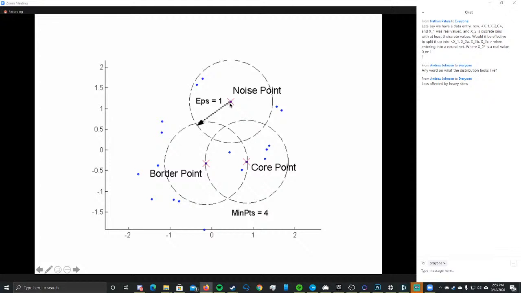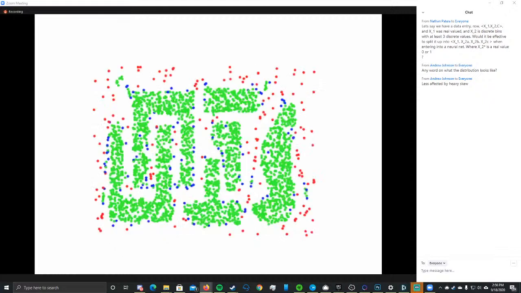And then finally up here is a noise point because, again, within its circle, we don't have more than 4 points, and it does not fall inside a core point's circle. So that shows the classification of these points. And then the algorithm that we use to do this, okay, so this is good.